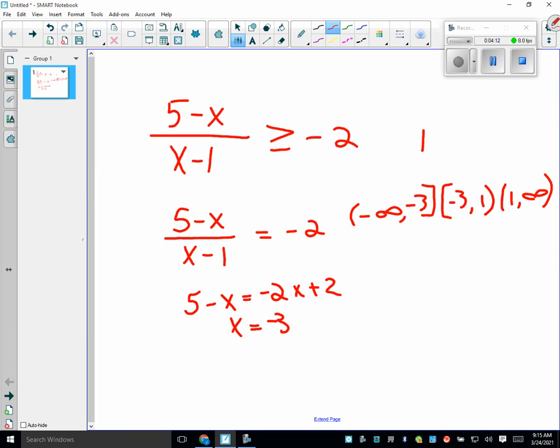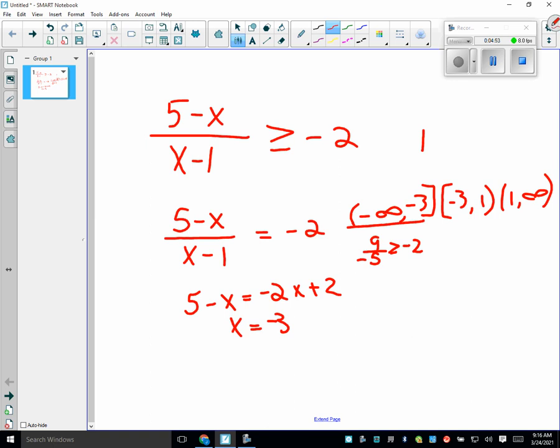Are y'all still with me? Okay. What number am I going to use here? Negative 4. Does that give me 9 over negative 5 is greater than or equal to negative 2? Does that work? Yes. Is negative 9/5 bigger than negative 2? Yes. You have to think backwards when you're doing negatives. So this works.